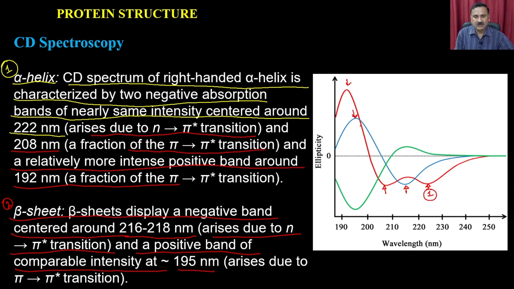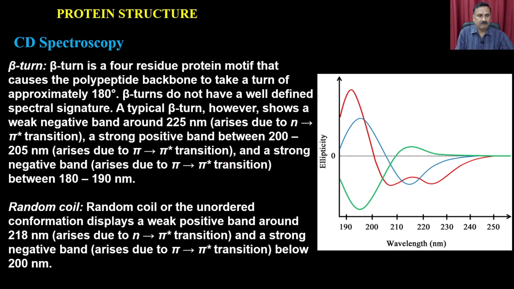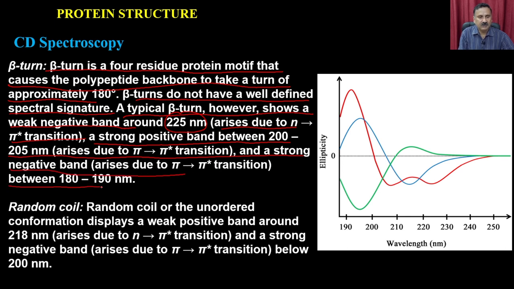Now, a beta turn is a four residue protein motif that causes the polypeptide backbone to take a turn of approximately 180 degrees. Beta turns do not have well-defined spectral signals. A typical beta turn, however, shows a weak negative signal around 225 nanometers arising due to the n to pi star transition, a strong positive band between 200 to 205 nanometers, and a strong negative band arising from the pi to pi star transitions between 180 to 190 nanometers. And then we have the random coils.